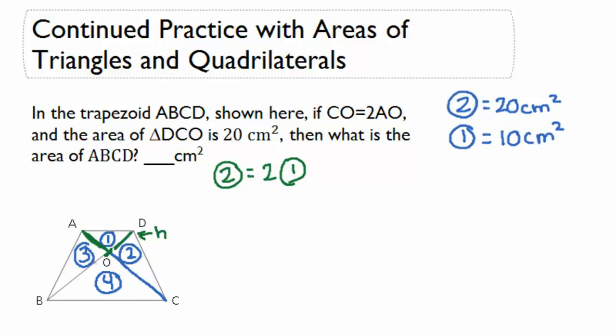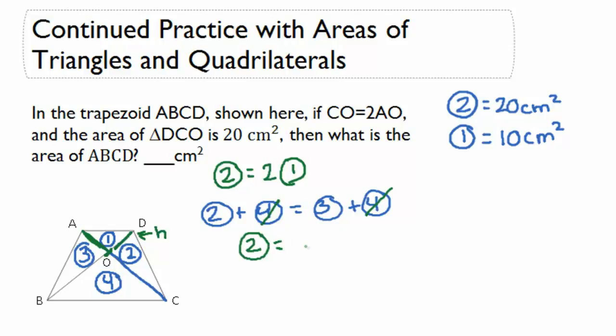Now, we also know from looking at this diagram that triangle 2 plus triangle 4 is equal to triangle 3 plus triangle 4. Knowing this, we can cancel out the triangle 4 on each side and know that triangle 2 is exactly the same size as triangle 3. This means that we can add triangle 3 to our list. Triangle 3 has the same area as triangle 2, so it has 20 centimeters squared as its area.